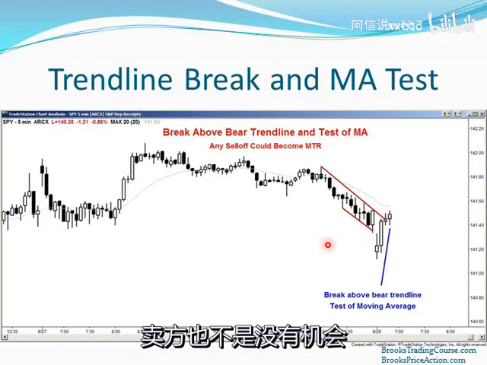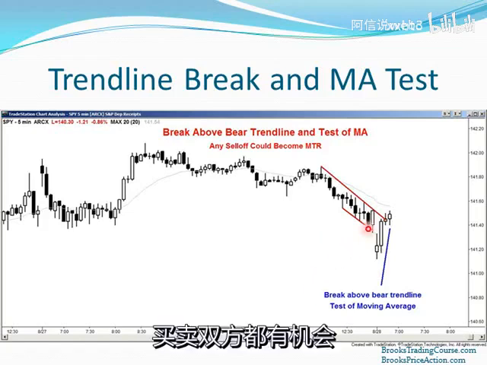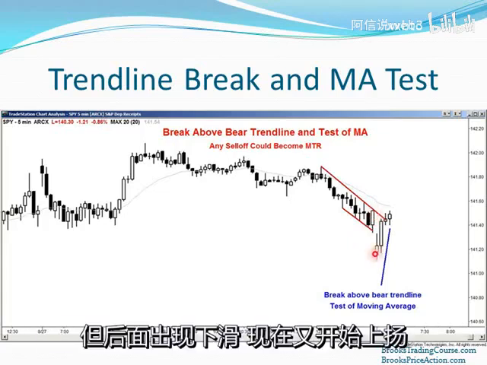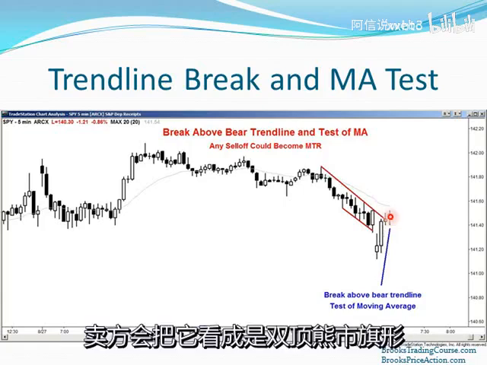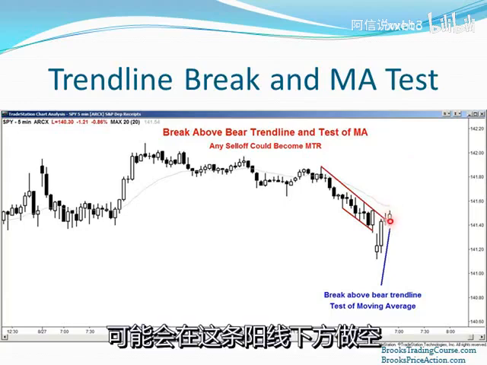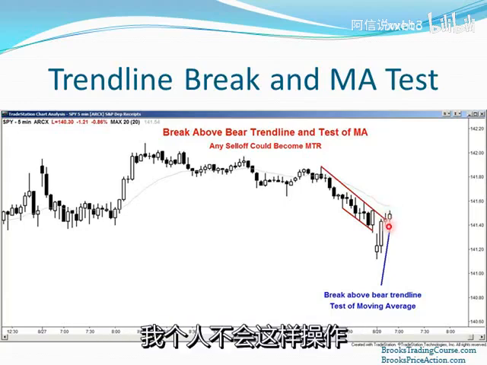Now there's always a bear case as well as a bull case. The bear case is we pushed up on the last bar of yesterday, we sold off, and now we're pushing up again. So the bears see this as a double top bear flag near the moving average. So aggressive bears might short below the low of this bull bar. I would never do that.